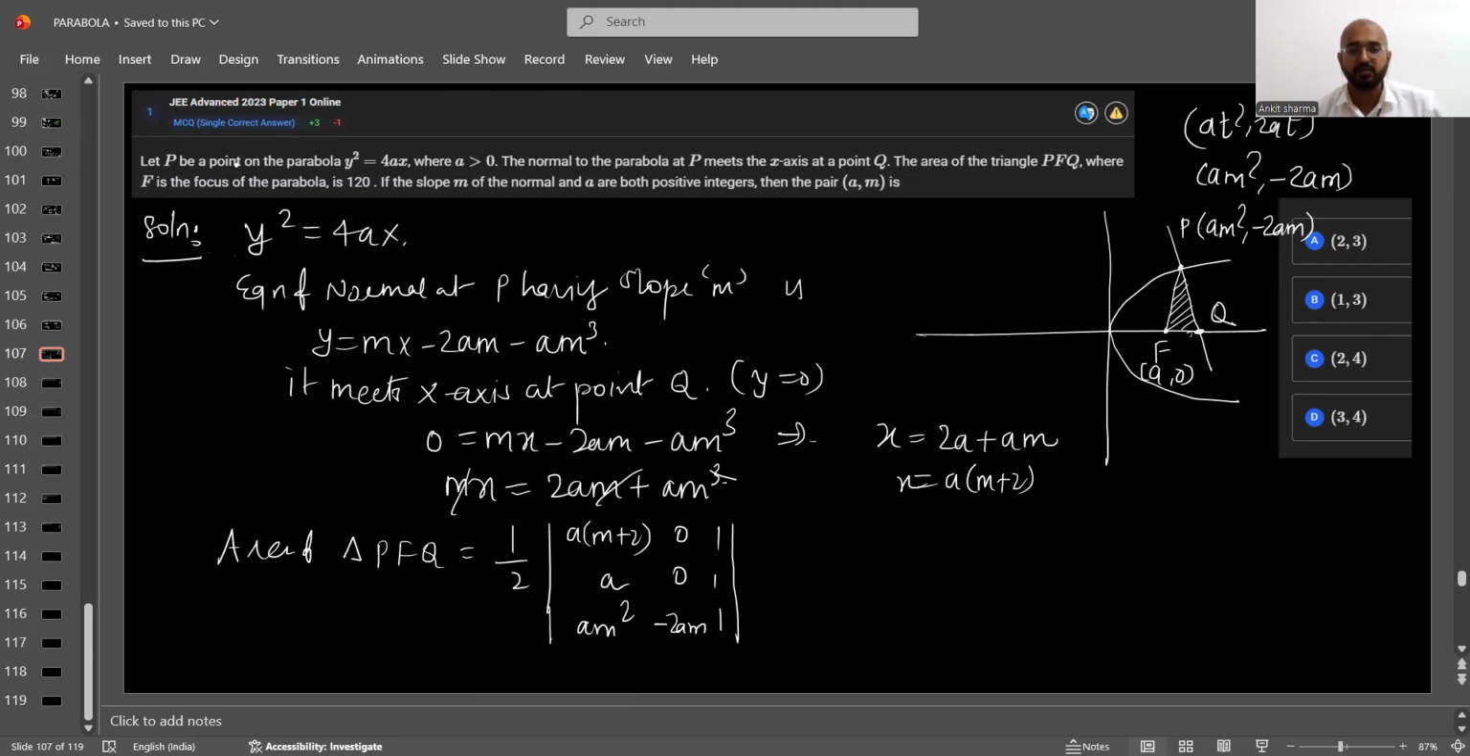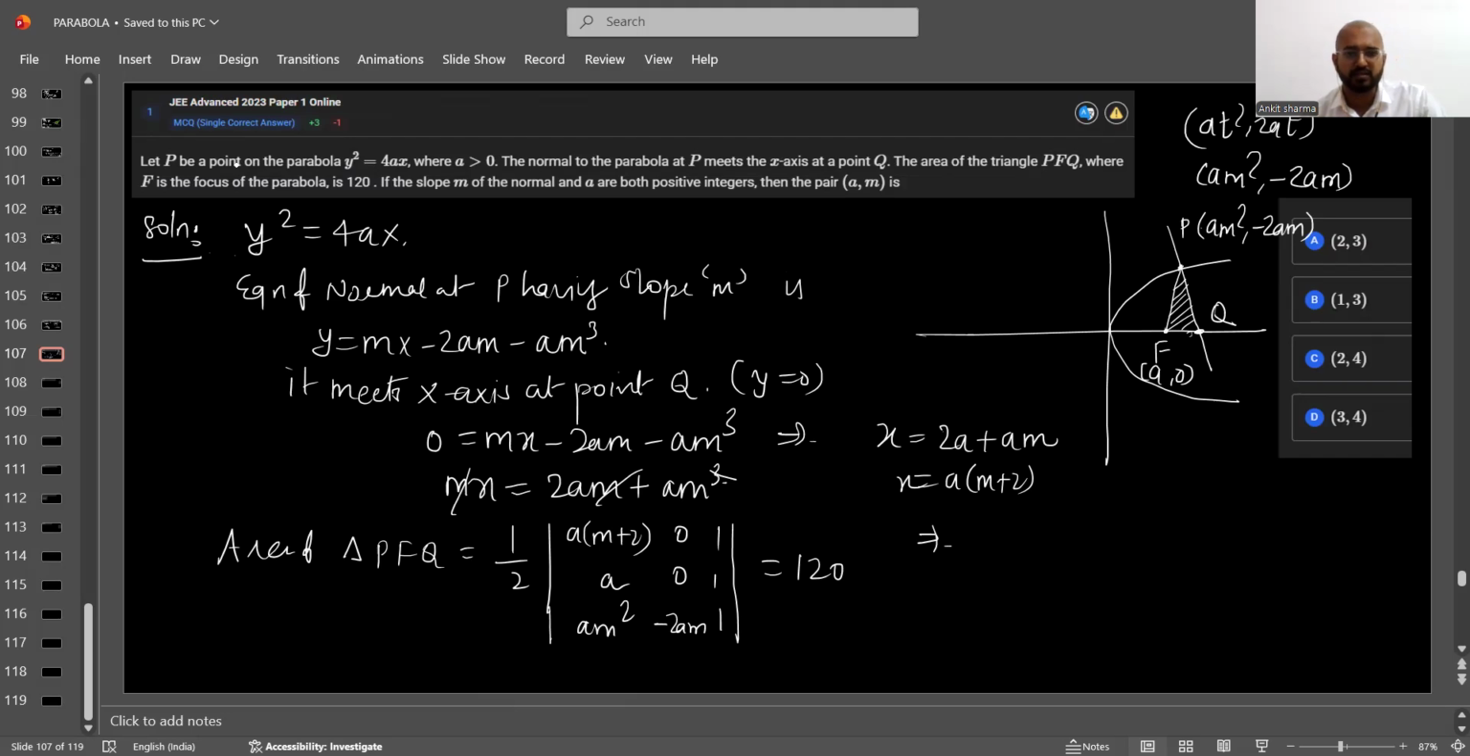This area turns out to be exactly 120. That means from here I'm going to open this determinant. So let us open this determinant. If I expand it from the first row, I'm going to have a tough time, in fact. So expanding along this column would be better.